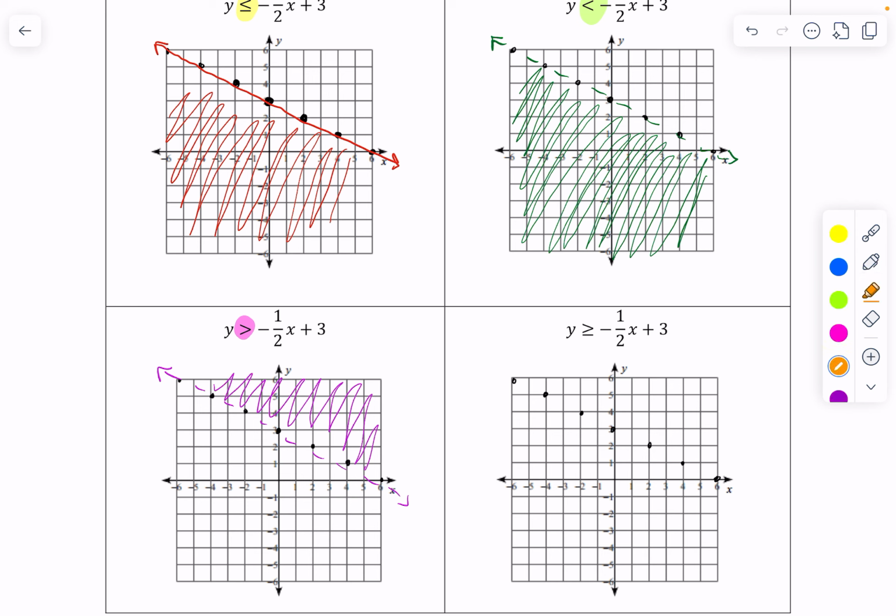And then lastly, I've got this greater than or equal to sign. So I'm going to go ahead and connect those dots. And I'm going to shade above because it's got the equal to. So these are all the same lines, but they've got different specifics depending on the inequality symbol. Okay, so those are the important things to look out for.